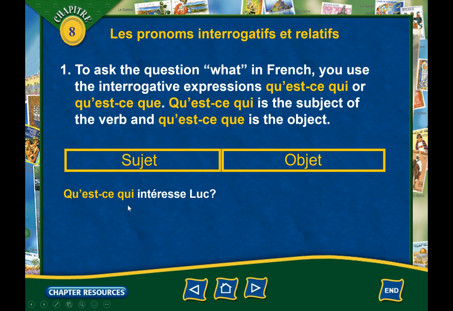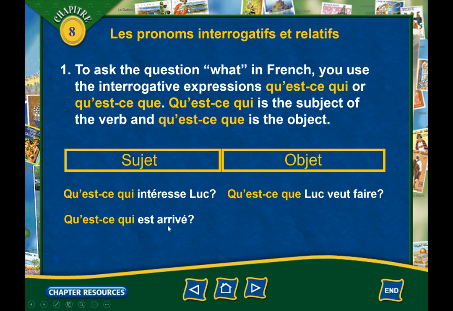So, qu'est-ce qui becomes the subject of the question, and it's asking, what interests Luke? Don't be fooled by the qui. It doesn't mean who. And remember, qui before a verb, right? Qu'est-ce que Luc veut faire is asking the question, what does Luke want to do? And you can see the que here is before a subject and then a verb. So it's exactly like qui and que that we've done before. Qu'est-ce qui est arrivé? This is how you ask what happened. And again, the qui is before the verb, est arrivé, it is the subject.